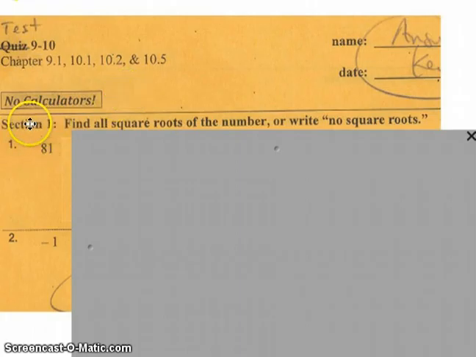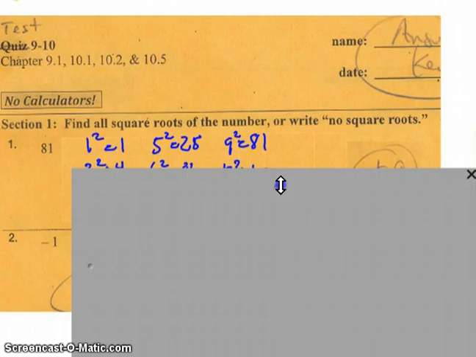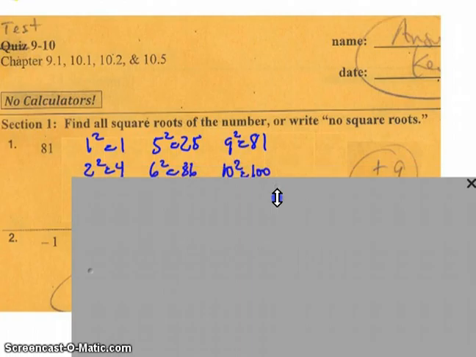Second of all, this section 1 asks you to find all square roots of a number. Actually, two different ones. First one was 81, second one was -1. Let's focus on this first one here, square root of 81. In order to do that, what I told you that you should be able to do is memorize squares at least. For example, 1 squared is 1, 2 squared is 4, 5 squared is 25, what am I saying? 6 squared is 36, and so on.